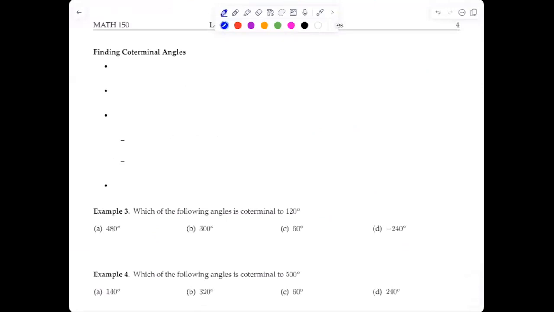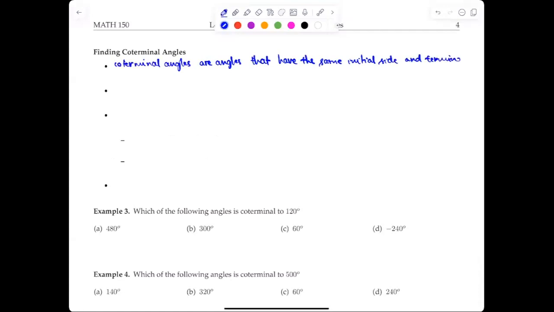So, again, the first bullet is just the definition. Coterminal angles are angles that have the same initial side and terminal side. The second bullet is there are infinitely many coterminal angles.